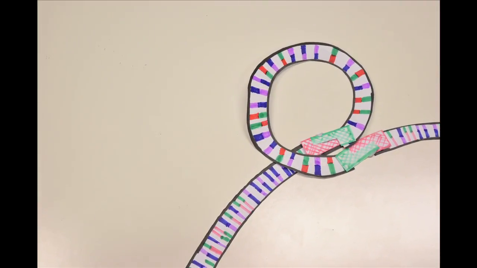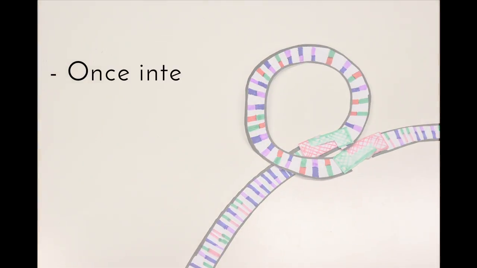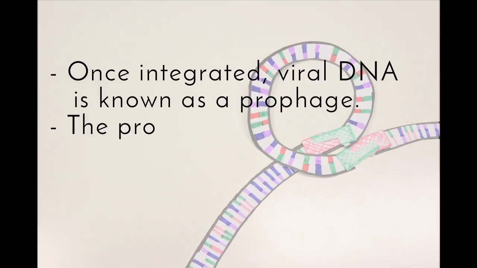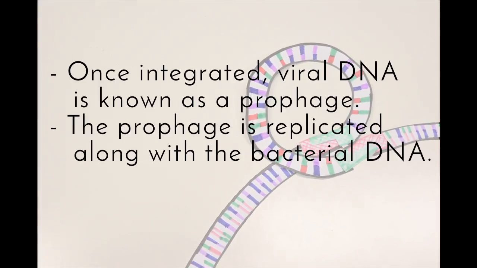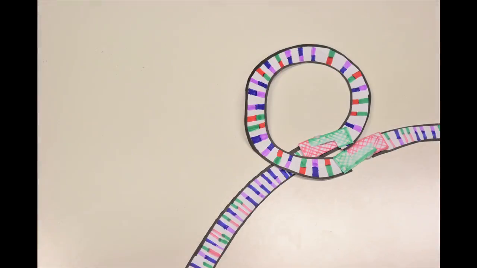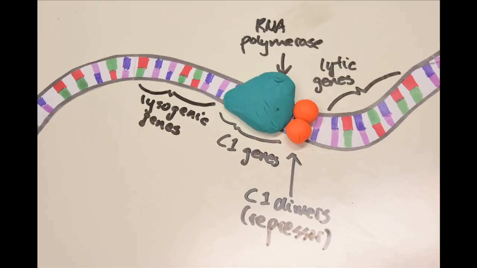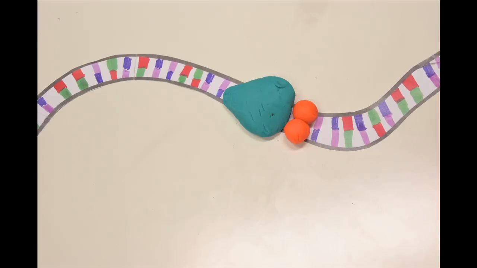The phage DNA has now been incorporated into the bacterial genome and will be replicated when the bacteria replicates its DNA. During this lysogenic cycle, the phage DNA will be present in all daughter bacteria cells. In order to maintain lysogeny, the prophage's lysogenic genes as well as the cI gene, which is a regulatory gene, are transcribed and translated into proteins.